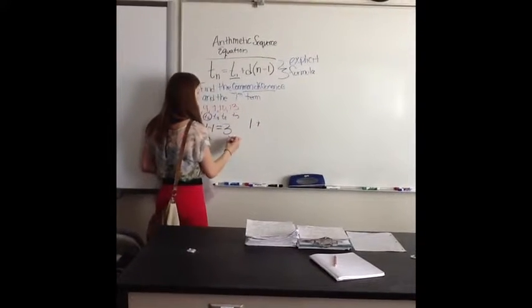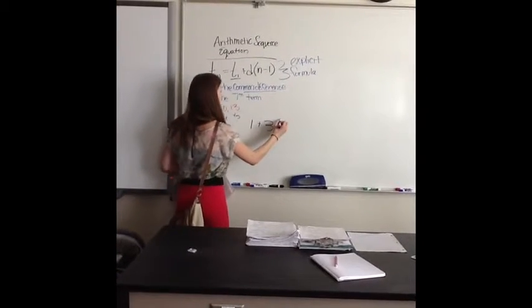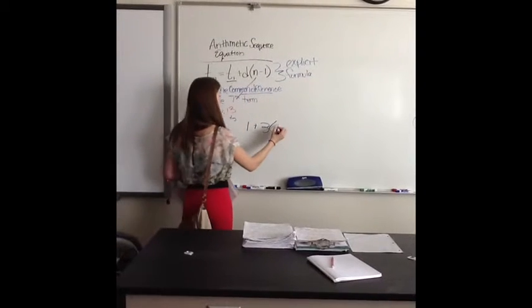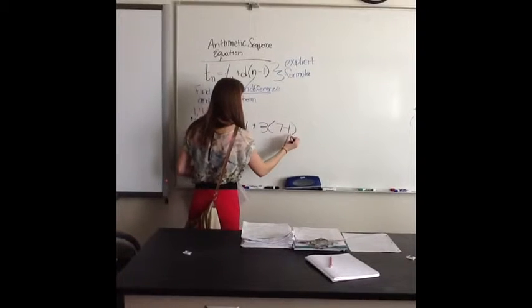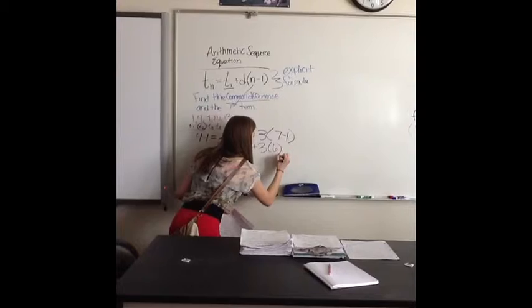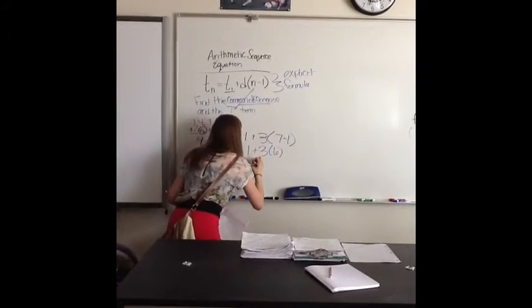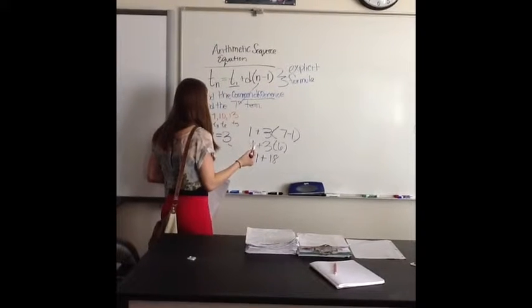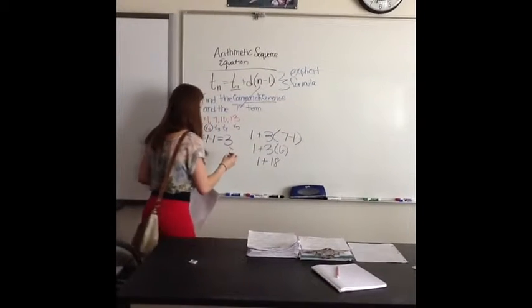plus 3 times 7, which is here, minus 1. So it would be 1 plus 3 times 6. And then term number 7 would be 19.